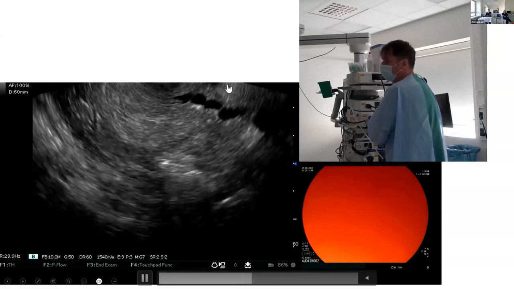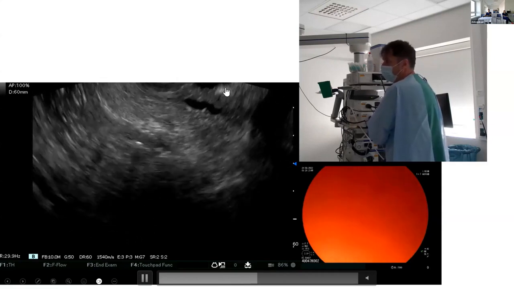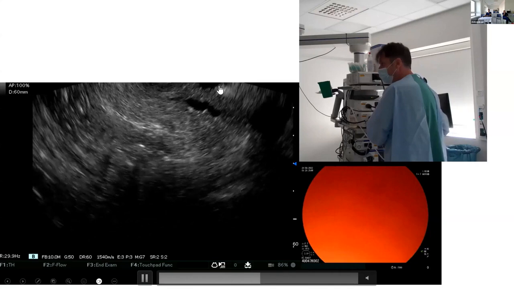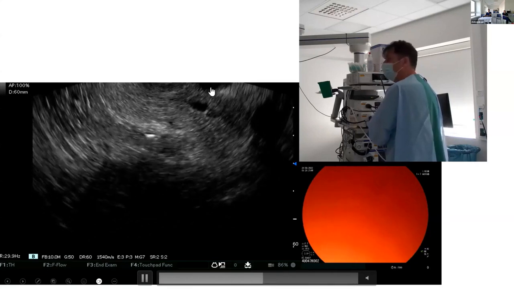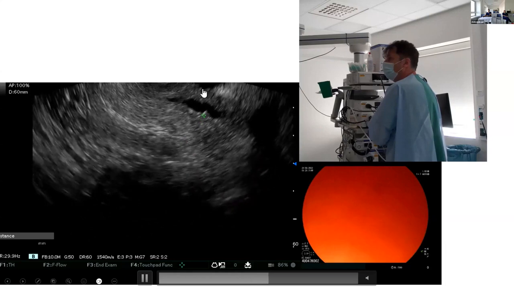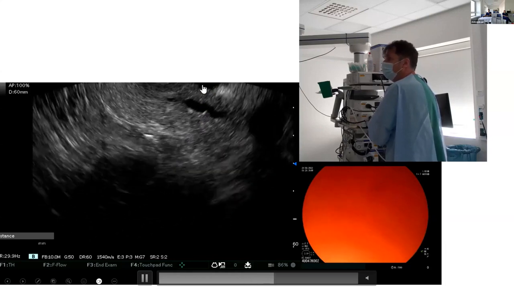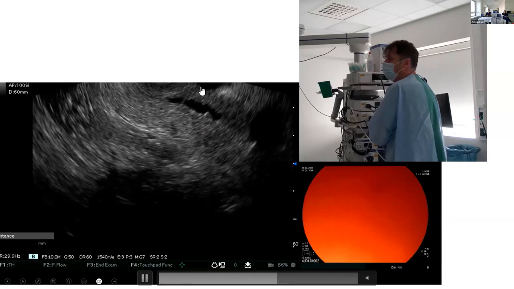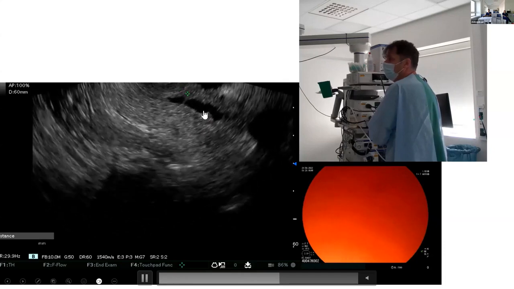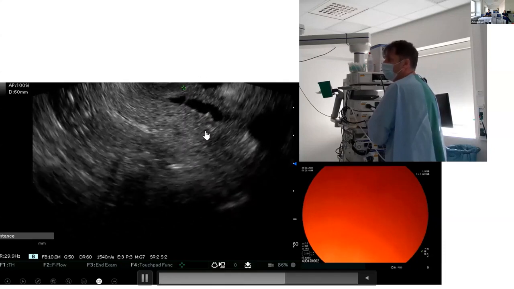And if you withdraw a little bit more, and you keep on going with clockwise, anti-clockwise turns, you will see that there is a second channel appearing here. And the second channel here is the common bile duct. So the common bile duct is the channel that is closer to the transducer. Common bile duct here, pancreatic duct here. If you see both together, this is called the stack sign.